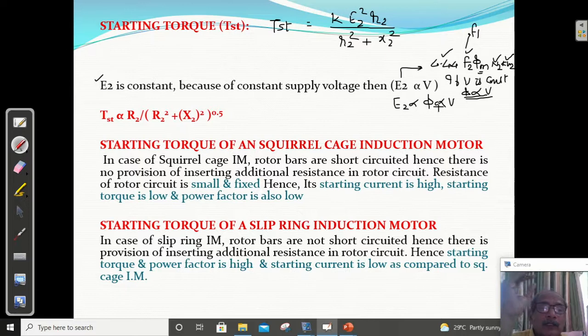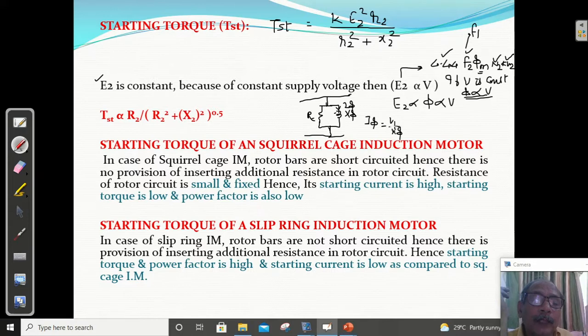We have studied this in the transformer. If you remember, there was an expression with R C and X phi, where the current flowing is I phi. What was the function of I phi? It is called the magnetizing component, equal to V upon X phi. If V is constant, I phi is constant. And what is the work of I phi? To produce the flux. If I phi is constant, the flux will be constant.